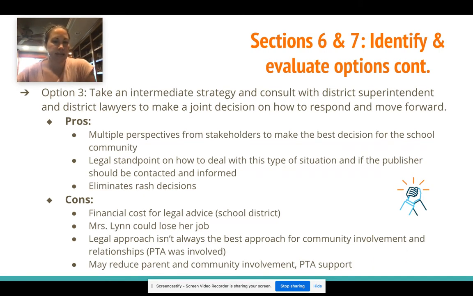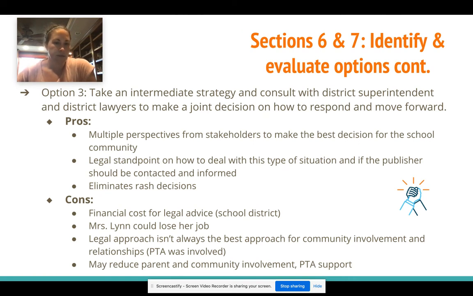Option 3 is to take an intermediate strategy and consult with the district superintendent and district lawyers to make a joint decision on how to respond and move forward. The pros of this would be multiple perspectives from stakeholders to make the best decision for the school community. You get a legal standpoint on how to deal with this type of situation and if the publisher should be contacted and informed. And it eliminates rash decisions, especially on my part.